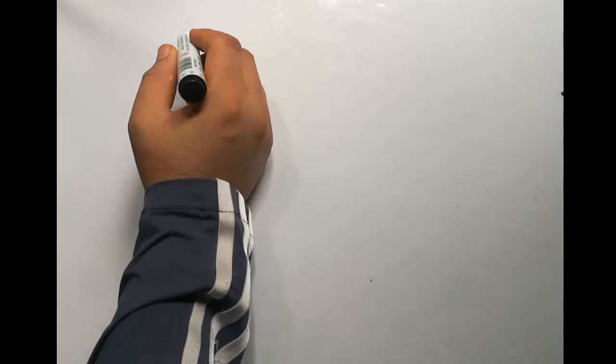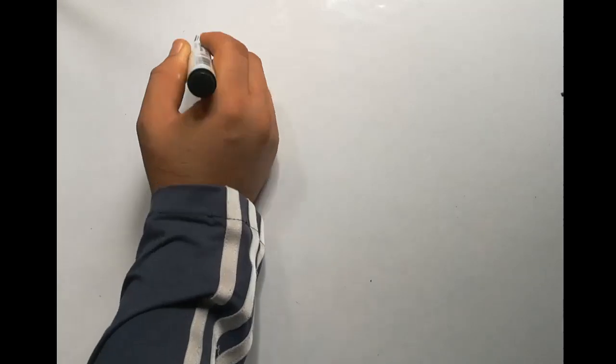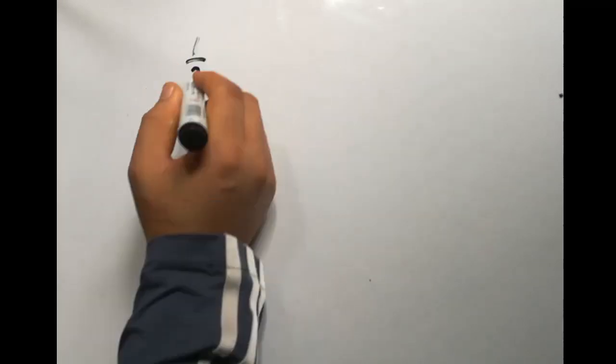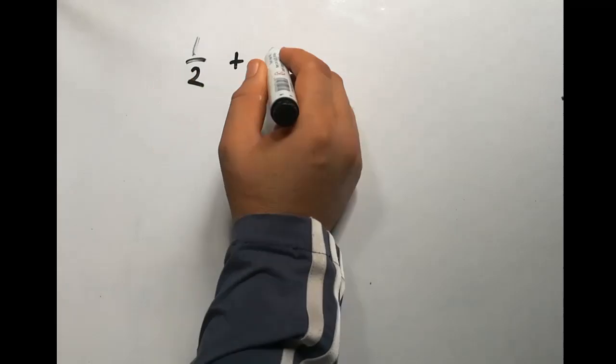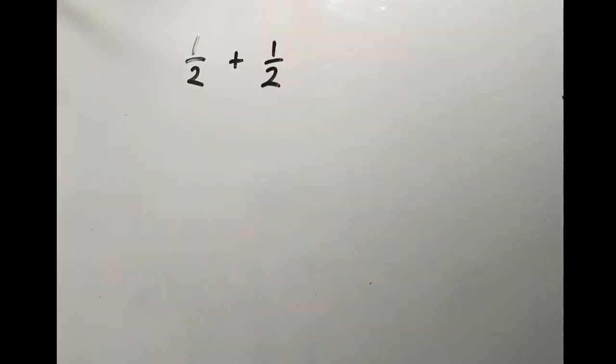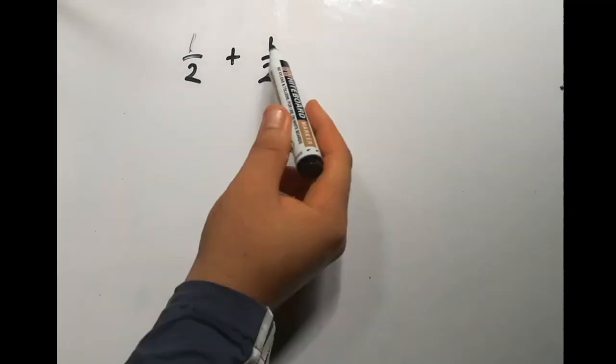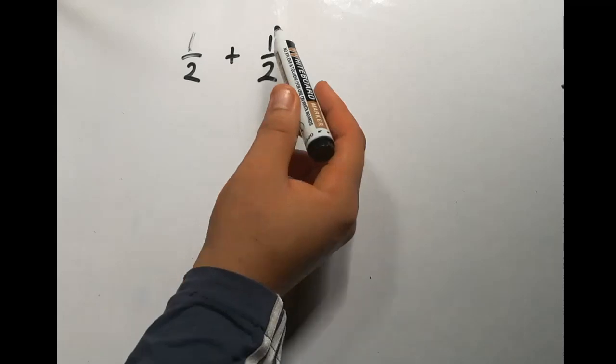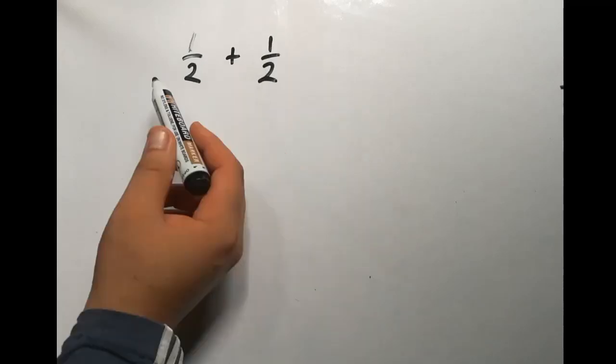For instance, if you have 1 over 2 plus 1 over 2, you are trying to add these two fractions. They are like fractions because their denominators are the same, and the denominator here is 2. So what you need to do is just to add the numerators. When you add the numerators, you take one of the denominators.